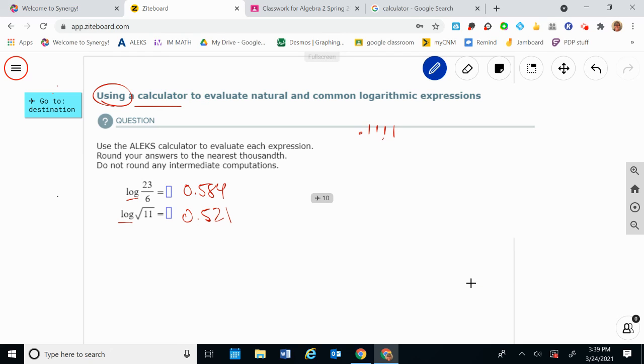And that is it on the notes. Those are the beginning baby steps to logs.